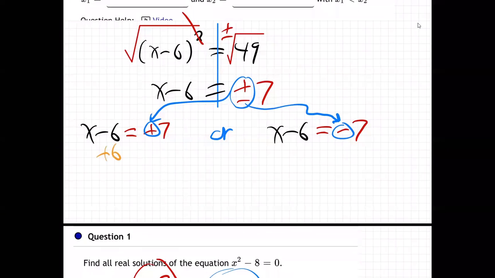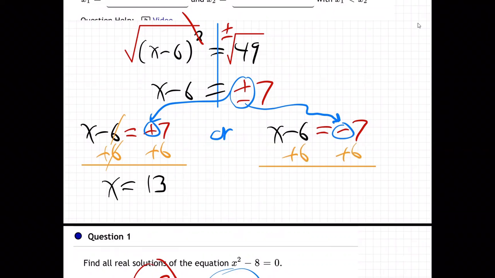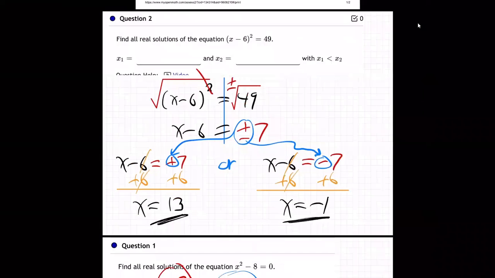Let's just add 6 to both here. Boom, boom. X equals 13. Other one, add 6 to both. Boom, boom. X equals negative 1, right? Negative 7 plus 6. So the 2 answers are 13 and negative 1. Notice they want the x1 to be the lower one. So you're going to put the negative 1 here and the 13 there. See, it says x1's got to be the lower one. The first one's got to be the lower one. And so there we go.